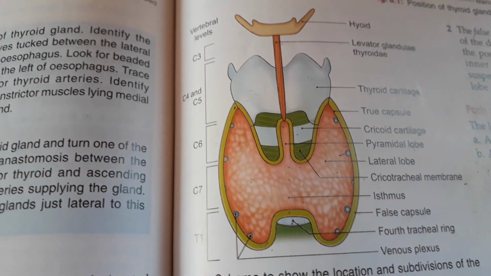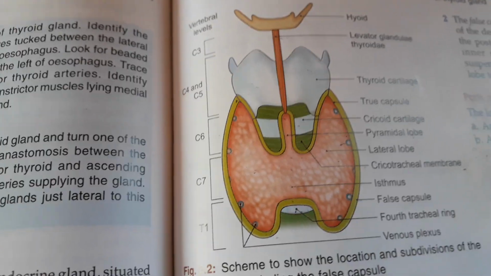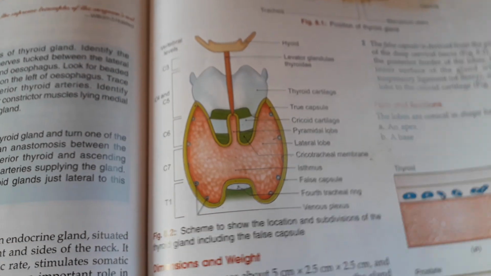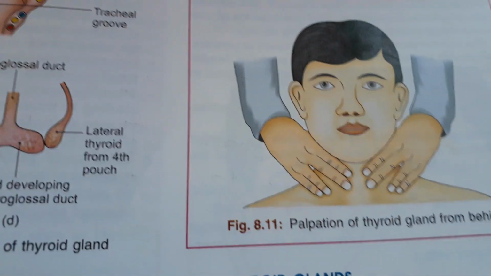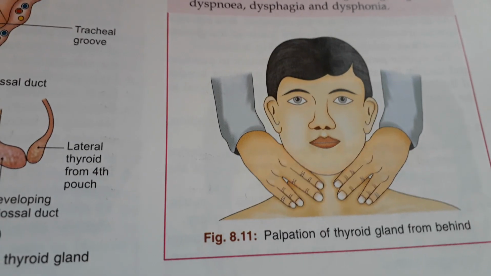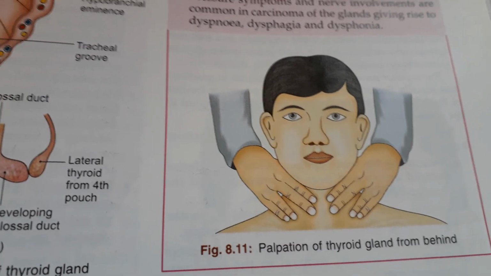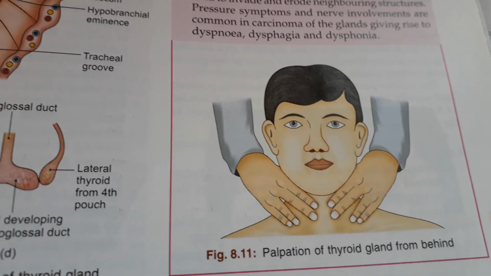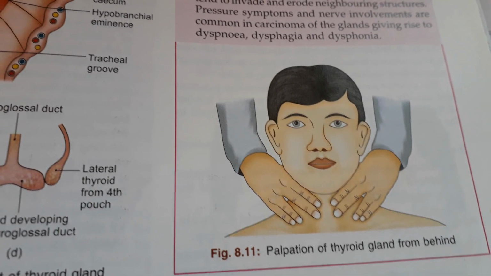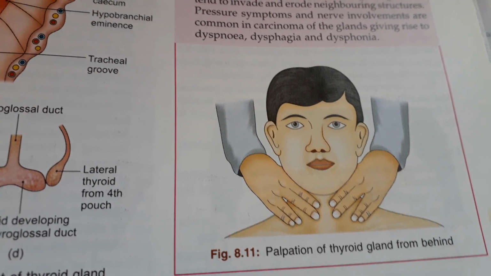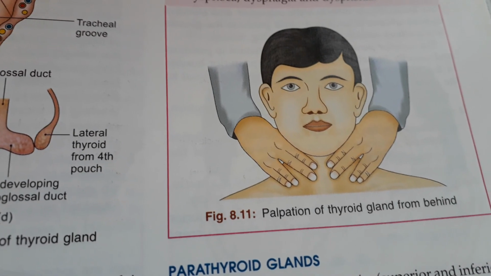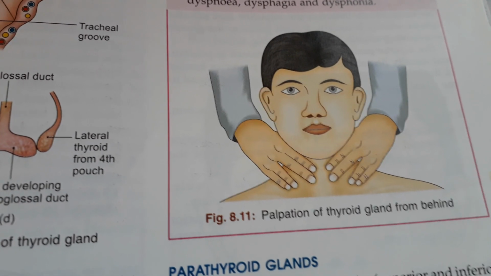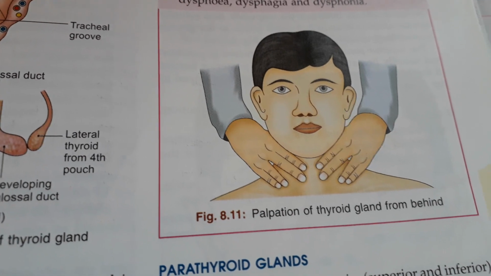Then lastly, I will go with the clinical anatomy of the thyroid gland. First, for that I will show you one more figure. So this is the examination of the thyroid gland. Always we have to examine the thyroid gland by standing behind the patient. So any swelling of the thyroid gland should be palpated from behind, and removal of the thyroid gland with the true capsule may be necessary in hyperthyroidism.